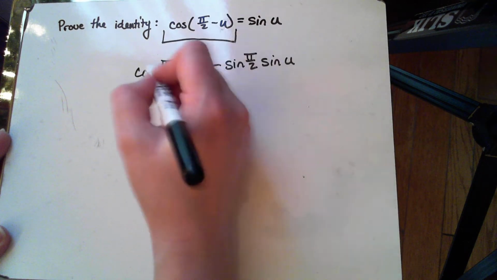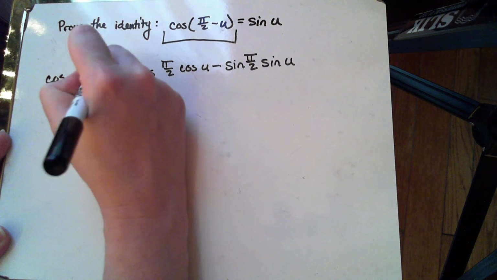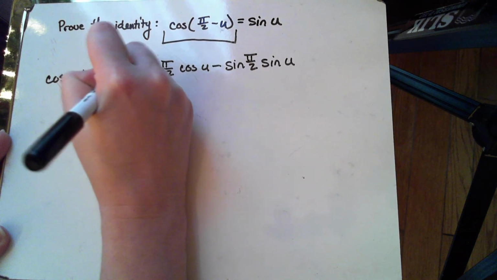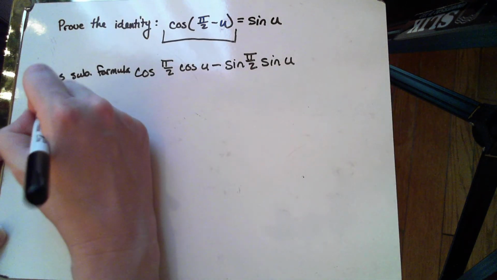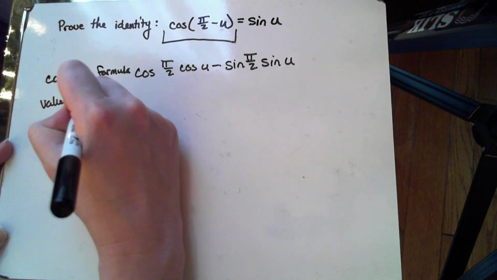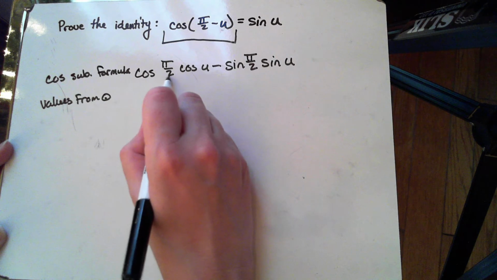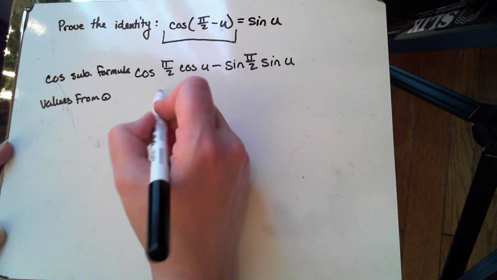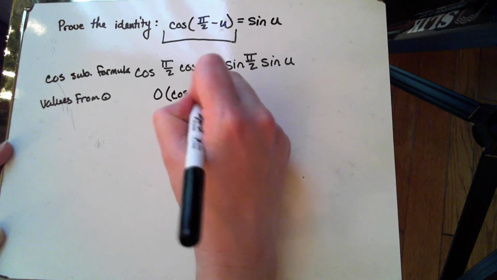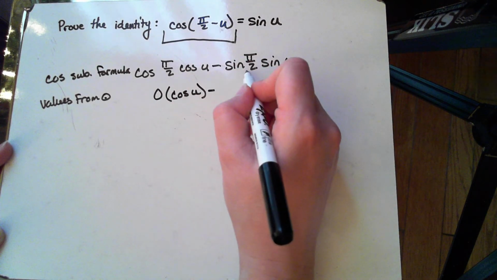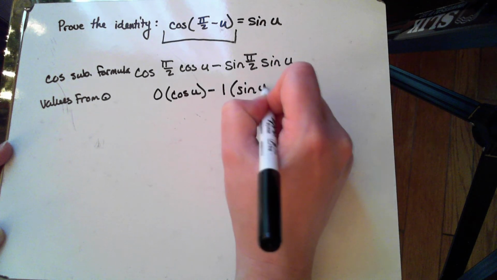So this side, I used the cosine subtraction formula. And I just put in what I was given. Now I'm going to get values from the circle, from the unit circle specifically. Cosine at pi over 2, I can do that. That's 0. And it's times cosine u. Sine of pi over 2 I can do as well. That's on my unit circle. That's 1 times sine of u.